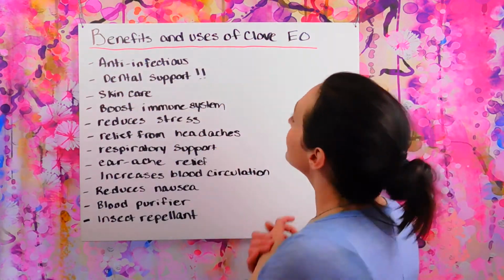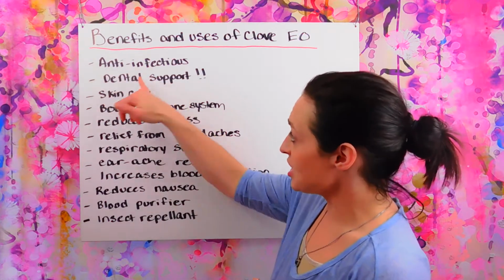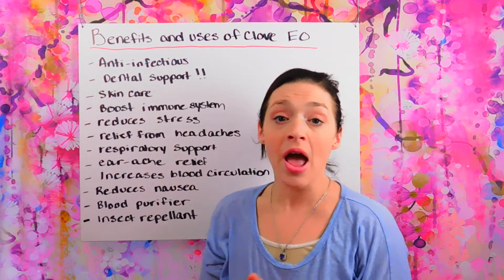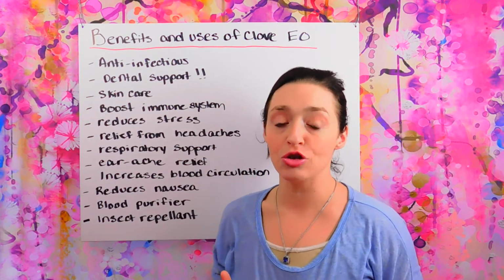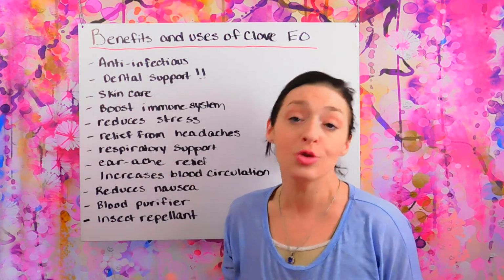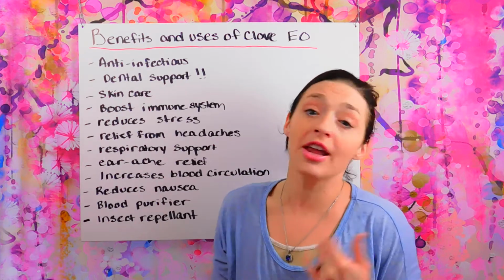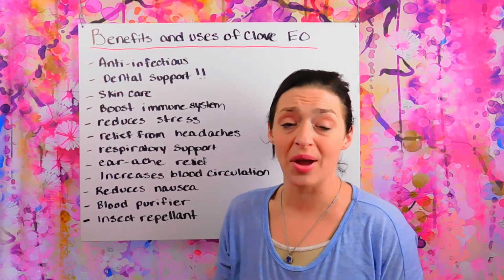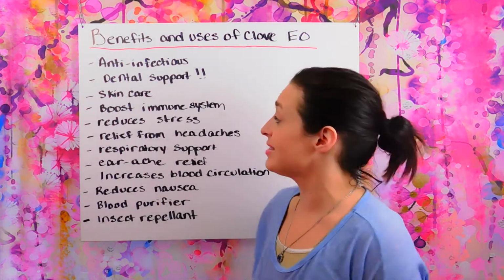Benefits and uses of clove essential oil. It's anti-infectious. It supports dental health. Because it is something you should not consume, it is something that you can place a small amount inside of a toothpaste that you may make, but be very careful. Do not actually swallow it. Even small amounts can make you very sick.